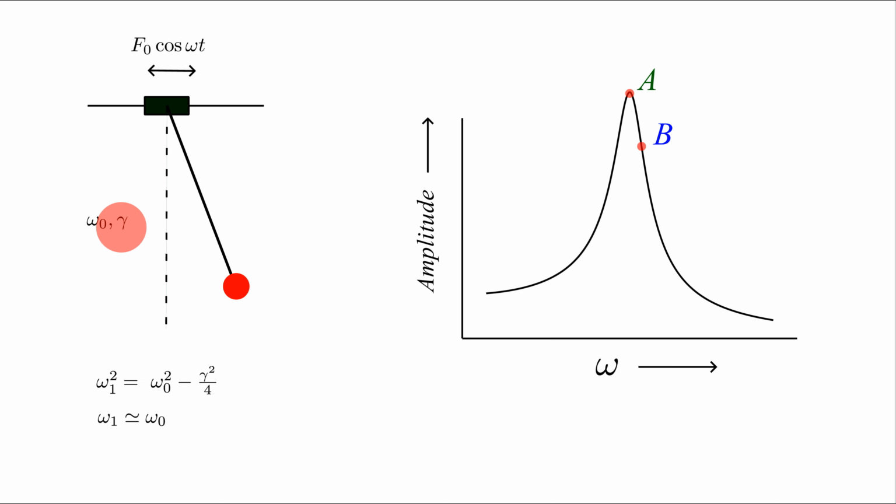Consider an oscillator with natural frequency of oscillation omega naught and damping parameter gamma, which might be due to the air drag or so. In that condition, we know that the oscillator has frequency omega 1, given by omega 1 square equal to omega naught square minus gamma square by 4. Most of the time this gamma is small, so roughly omega 1 is nearly equal to omega naught.